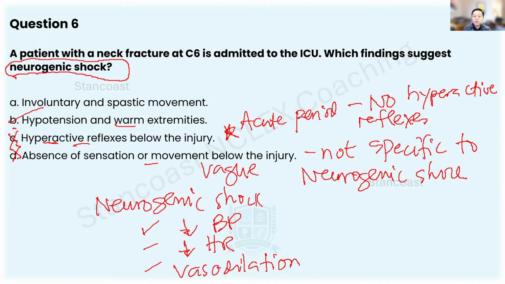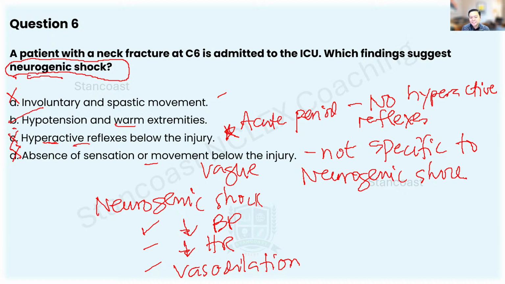If you're answering letter A, we know that during the early phase of neurogenic shock, there's no spasticity. No spasticity during the early phase of neurogenic shock or in the acute period of the spinal cord injury. There's none of that. So again, focus on the clue: shock, neurogenic shock.